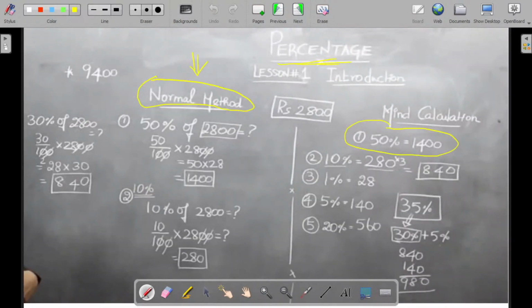Okay, so for 2800, for example, 10 percentage. 10 percentage means what? 10 percentage of 2800 is 280. So in this way you can do this mind calculation.